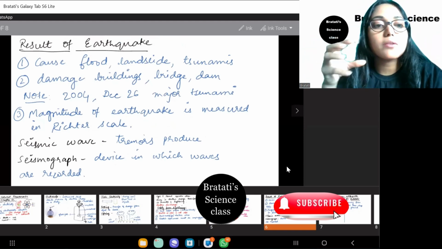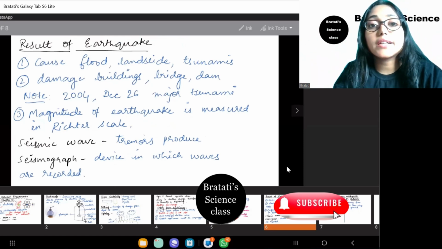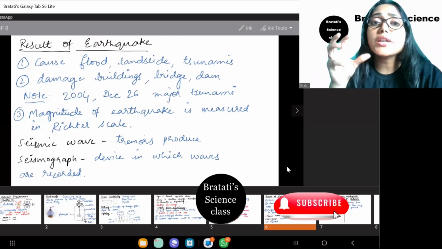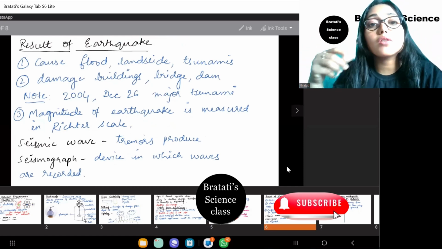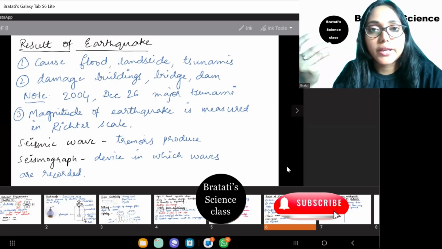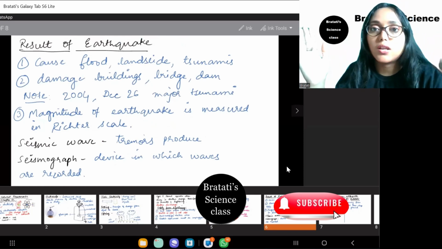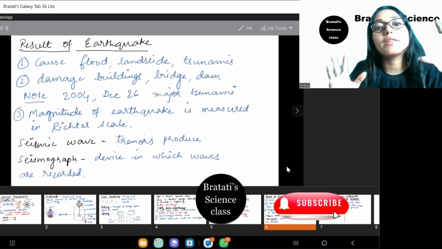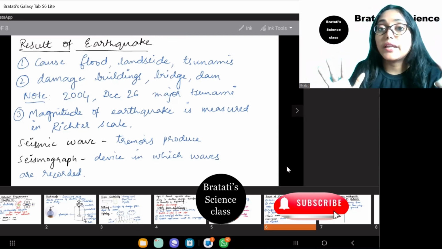So as I said about the major tsunami, whose magnitude was 7.5 on the Richter scale. The Richter scale is actually the measuring device for the magnitude of the earthquake. The measurement on the Richter scale is from 0 to 10. So 0 to 6, we can call it a moderate earthquake. It's hardly felt, so it's all fine, no casualties.